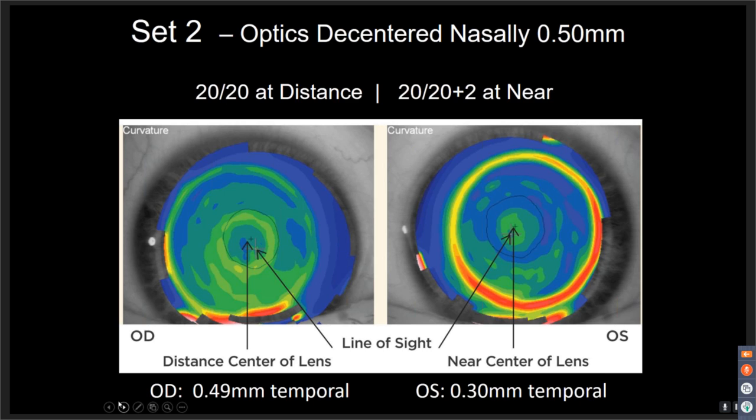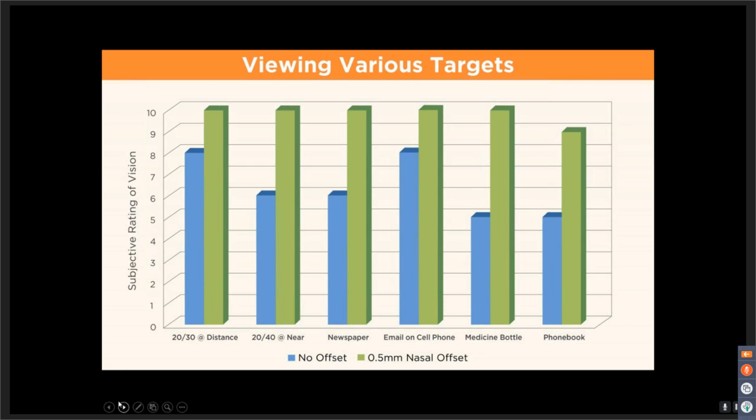Okay, now this is the line of sight you can see right there. You can see the distance is altered. And so the right eye is 0.49 temporal, left eye is 0.3 temporal. So the difference was one was just centered, so it was just standard. The second one, the optics were offset to align with the line of sight. So asking the patient then how they like their vision, let's say.